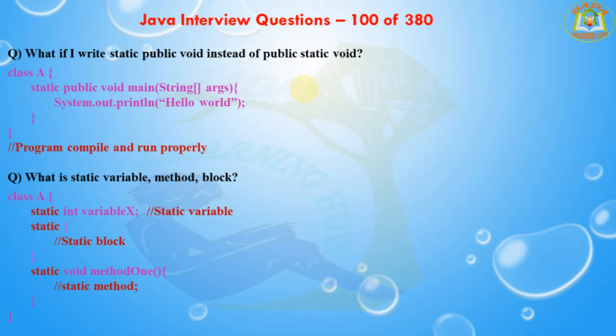Next, I'm going to discuss what a static block is. It is used to initialize the static data members. It is executed before the main method at the time of class loading. The static block is used to initialize the static variables, and it will be executed before the main method.